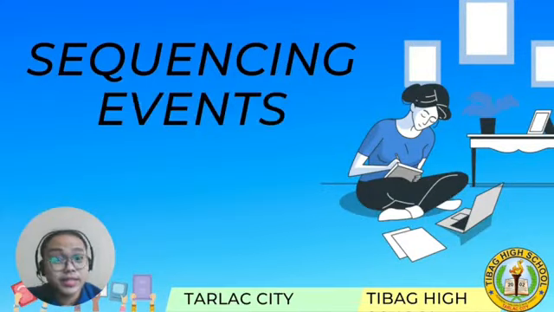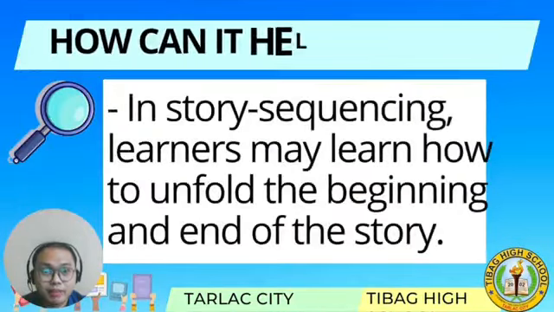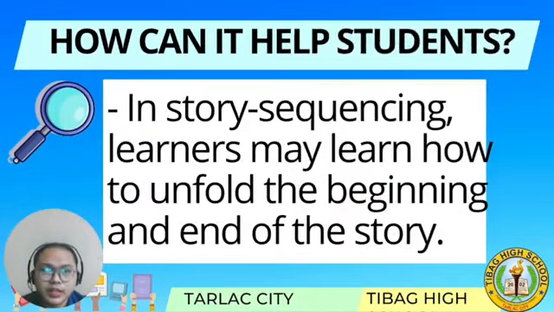What is sequencing events? When we say sequencing events, it means putting events or information in a specific order. How can it help students? In story sequencing, learners may learn how to unfold the beginning and end of the story.